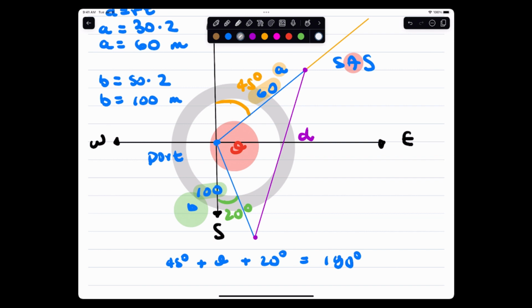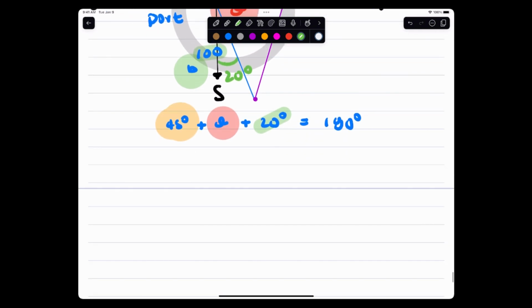What I mean by that is the 45-degree angle plus the angle we need plus that 20 degrees needs to be 180 because that's a straight line. When you add those three angles, you get a straight angle. A straight angle measures 180. So really what we end up saying is this: the angle theta is found by taking 180 minus 45 degrees minus 20 degrees.